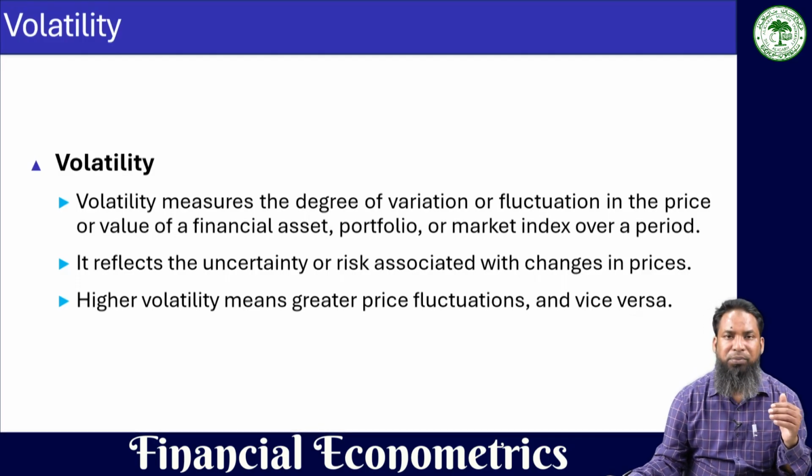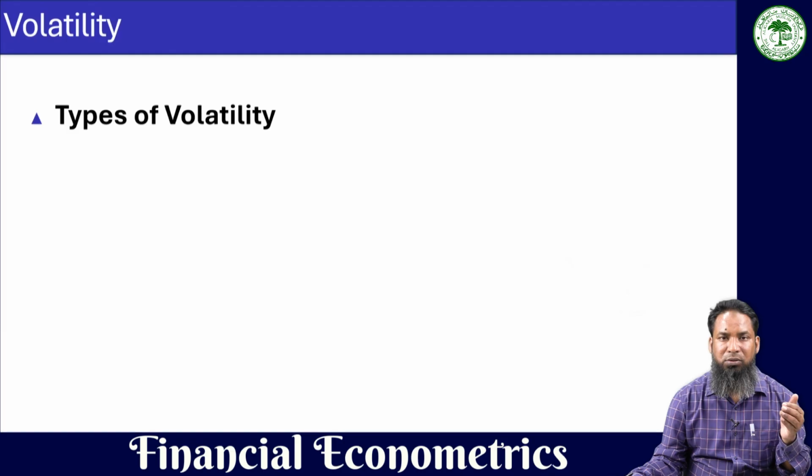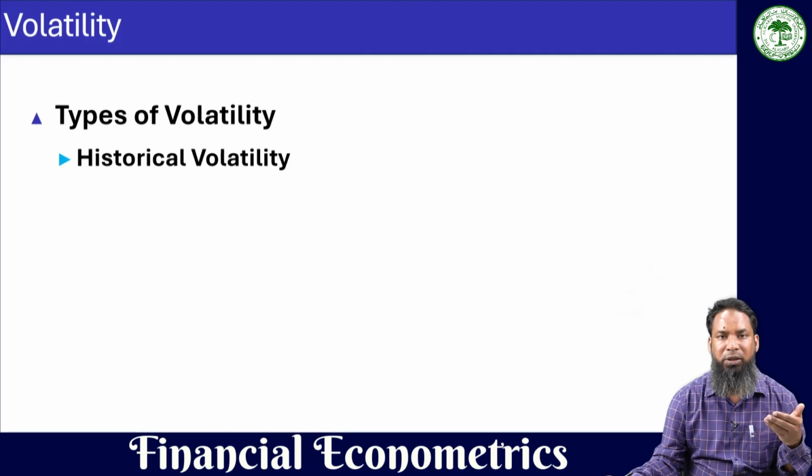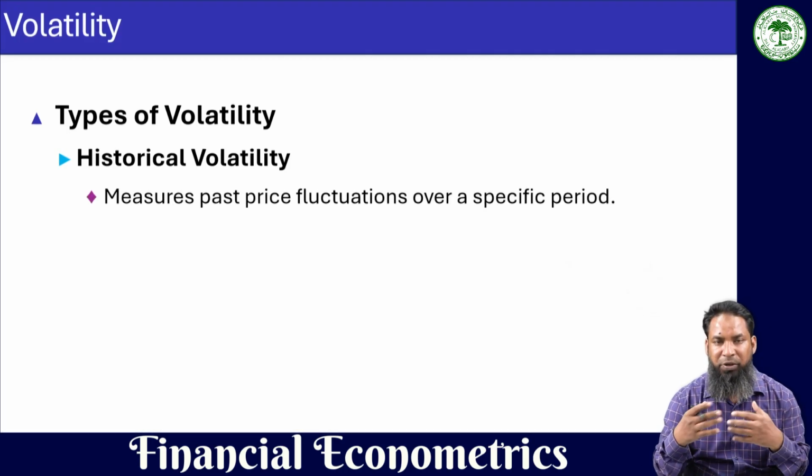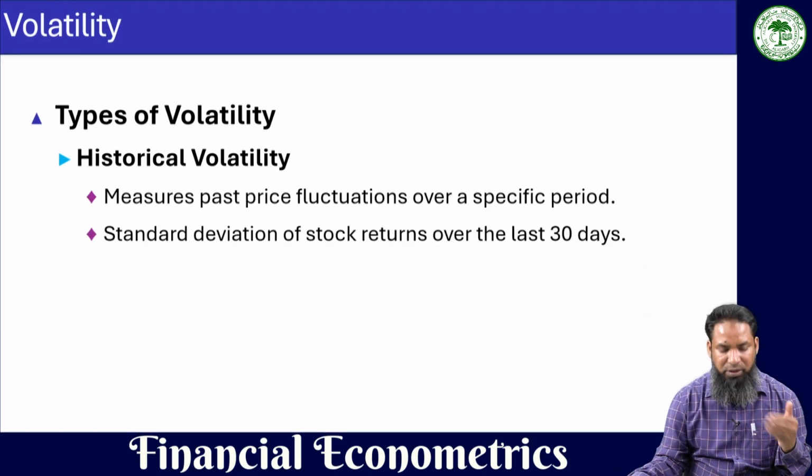There are different types of volatility based on how we measure. Broadly, there are four measures of volatility. That is historical volatility, which is based on the price fluctuations of past observations over a specified period. For example, we can take the standard deviation of the stock returns over the last 30 days or last 1 week. So the historical volatility is based on the past price fluctuations over a certain specified period.